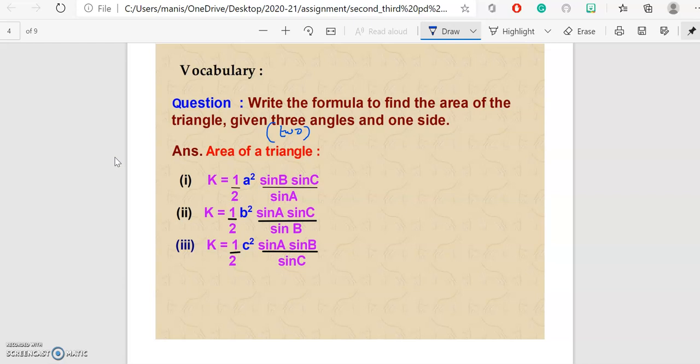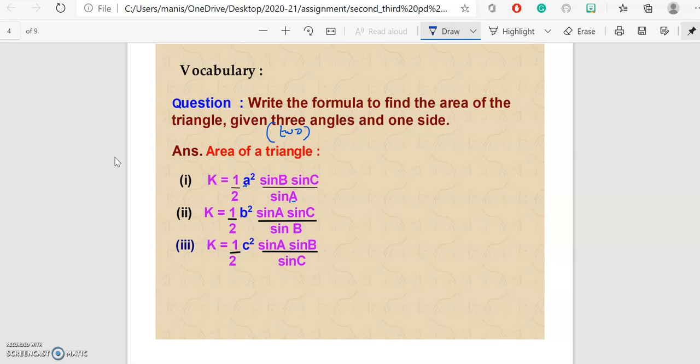First one says K is equal to 1/2 a squared, now a squared, sine b sine c over sine of a. Important part to keep in mind is look at this lowercase a, whichever is the side over here, that's where the angle will be in the denominator. This is how you can remember the formula.